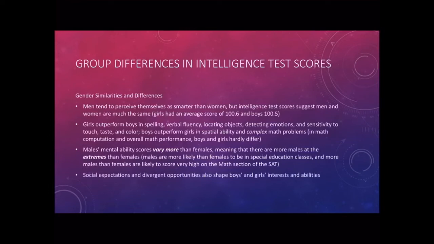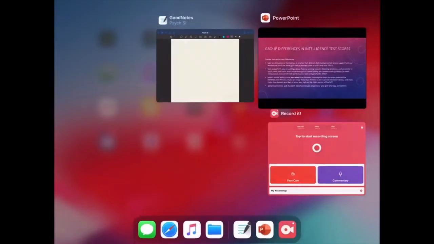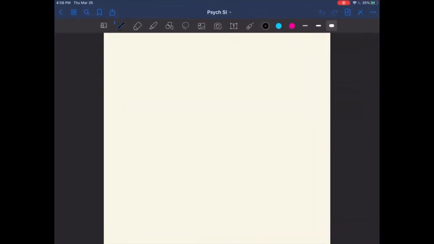What we do see, though, and I'm going to draw you a little illustration here, is that the mental ability scores of males vary more than females, meaning that there are more males at the extremes. There are more males in special education and more males that score really, really high on the SAT compared to girls. So let me go over here real quick and just draw you a little representation of this.